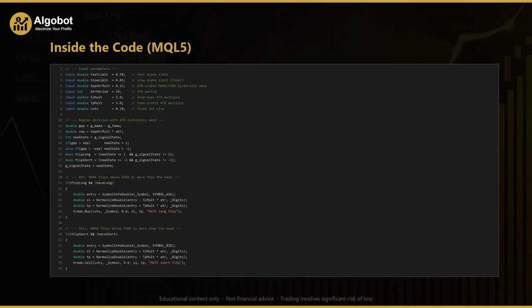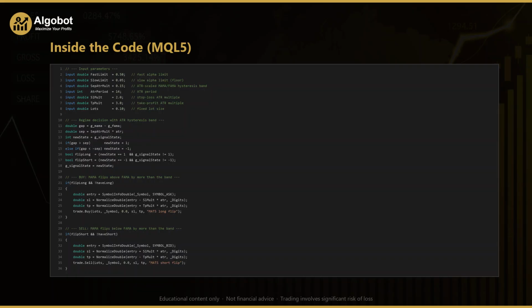Below the inputs is the regime decision. The code computes the gap between MAMA and FAMA and a separation value equal to SepAtrMult times ATR. If the gap is above that separation, the new state becomes 1, meaning long. If it's below the negative separation, the state becomes -1, meaning short. The two Boolean flags, flip long and flip short, are true only when the state has actually changed direction. That's what makes this act on a fresh flip rather than every bar.